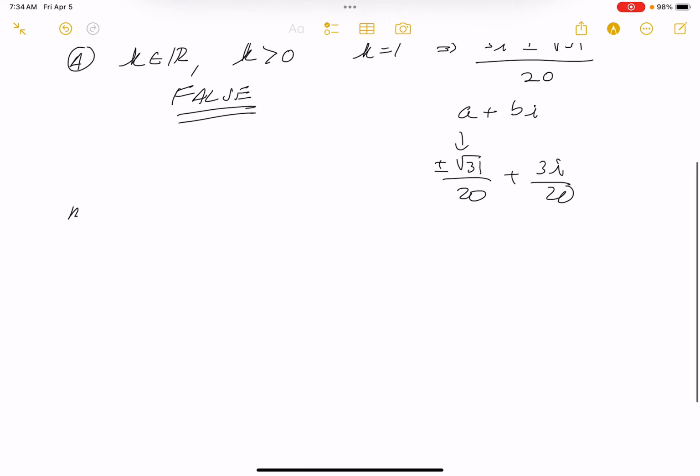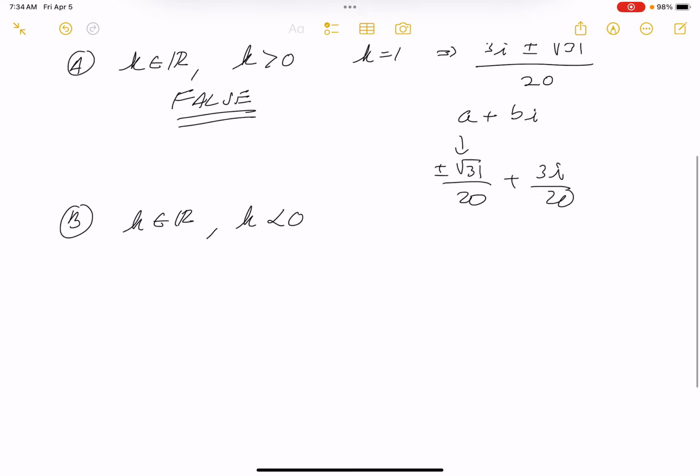Let's go to B. And what does B say? B says for all pure imaginary numbers k. I'm sorry, I'm reading the wrong one. For all negative real numbers k. Sorry about that. So k is real again, but in this case k is less than 0.